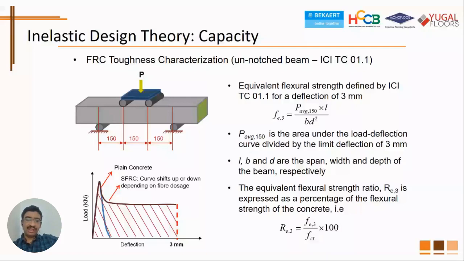And then typically in the terminology, there is a term defined, RE3, which is nothing but the ratio of the equivalent flexural strength up to 3 mm deflection of the beam divided by the flexural strength of concrete, which is a peak. So the average of this graph up to 3 mm divided by the peak value, which is the flexural strength of concrete, gives you what is known as the RE3 value. You may have heard of this term quite a lot, those of you who are dealing with fiber reinforced concrete. So this is how you actually evaluate the RE3 value.